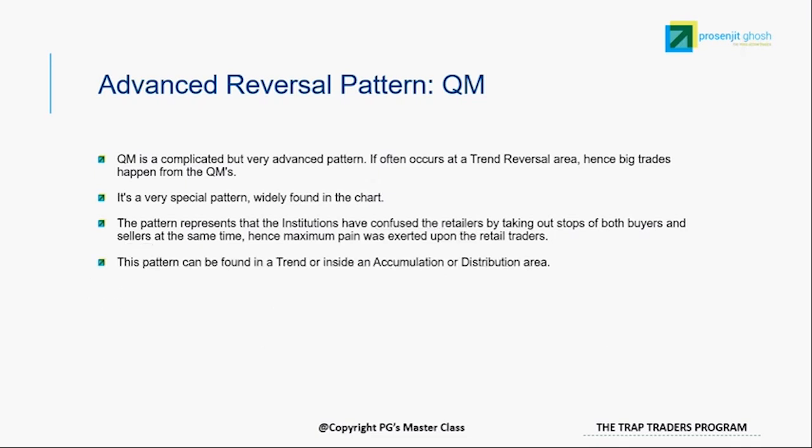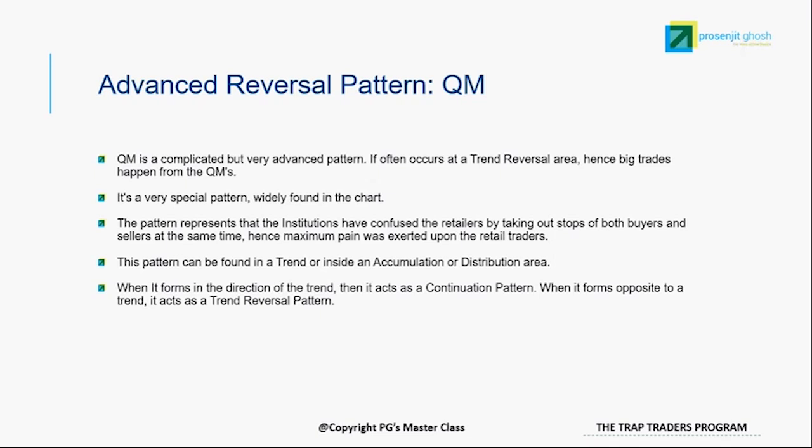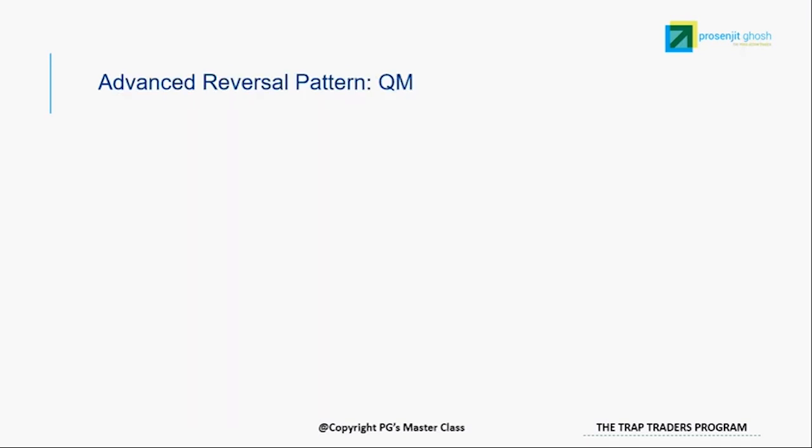This pattern can be found in a trend or inside an accumulation or distribution area. When it forms in the direction of the trend, it acts as a continuation pattern. When it forms opposite to the trend, it acts as a trend reversal pattern. So the construction of a supply QM: how will we know that there is a supply QM in the chart?